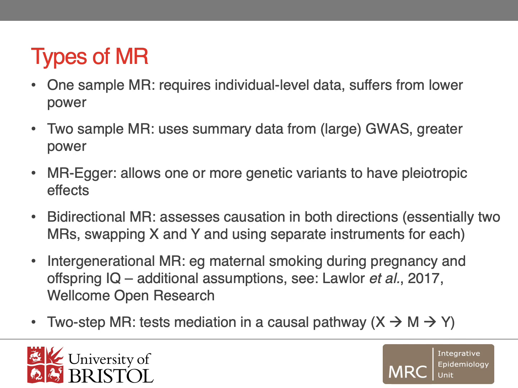Intergenerational MR refers to MR studies of the effects of intergenerational associations, so for example maternal smoking during pregnancy and offspring IQ. There are a number of additional challenges and assumptions that should be considered, including the role of the offspring genome in mediating any effect of the parental genome on an offspring outcome. Intergenerational MR is usually carried out as a one-sample MR, but it can be conducted using two samples if a GWAS has been conducted separating out maternal and fetal genetic effects.